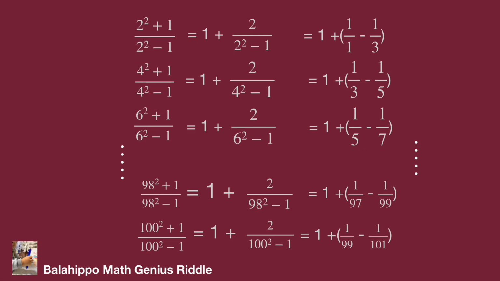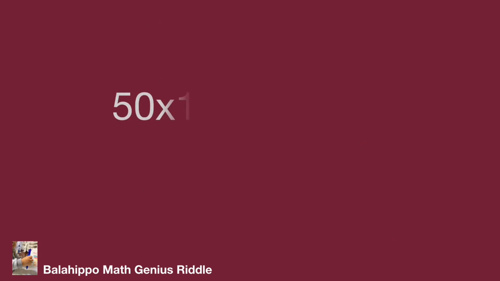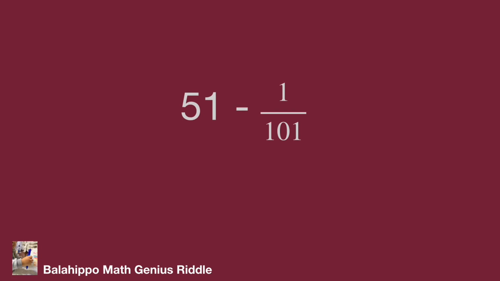Now you can easily find the result. We have the same values with positive and negative signs. In the sum of these fractions we can eliminate the same values, such as minus 1 over 3 and 1 over 3, minus 1 over 5 and 1 over 5, up to minus 1 over 99 and 1 over 99. There are 50 fractions, so the sum is 50 times 1, plus bracket 1 minus 1 over 101 bracket, equal to 51 minus 1 over 101. That's the sum of the value.